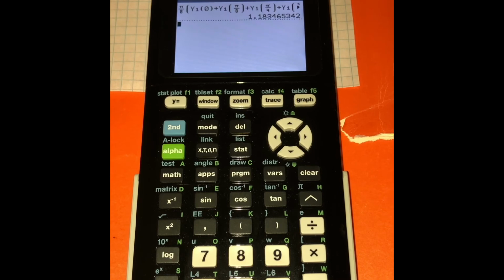Which is approximately 1.183, which will be the area under the curve cosine of x from 0 to pi over 2.